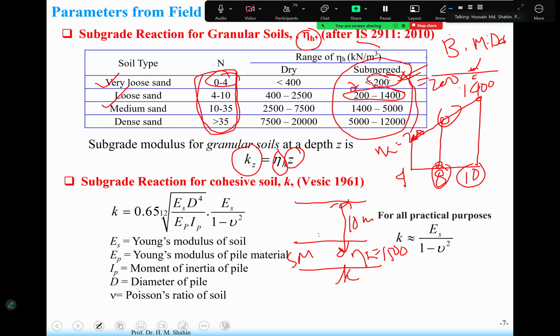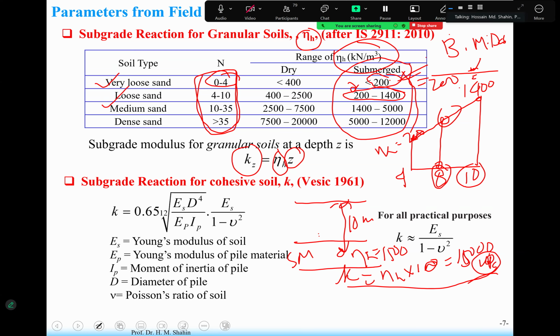So the subgrade modulus K, KZ is written, but it is K. K equal to NH into 10, so it will be 1500 kPa. Sorry, NH is kilonewton per meter cube, but K will be kPa as you are multiplying with depth. Understood?